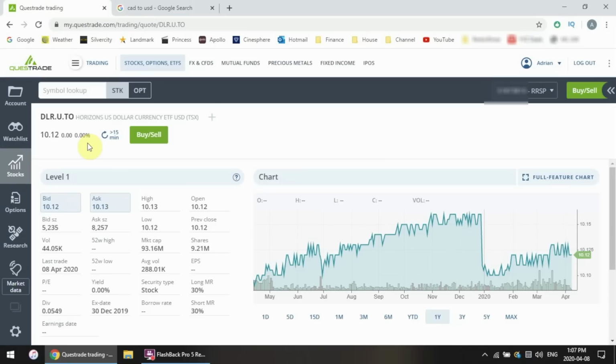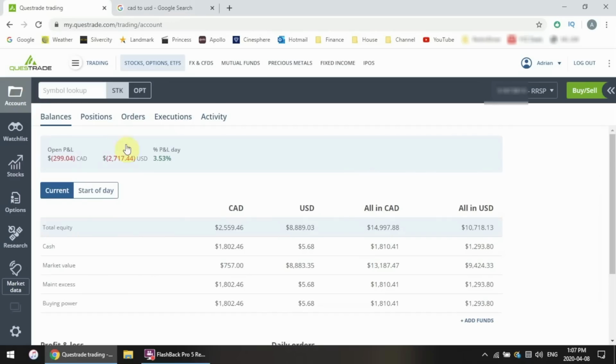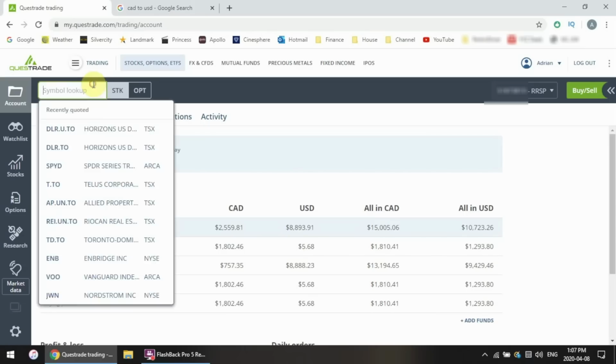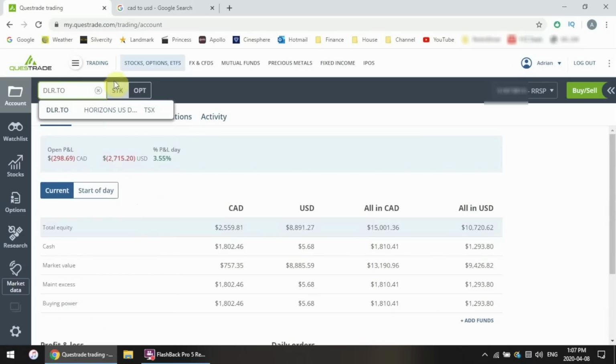Okay, so let's actually make the trade. First, let's confirm how much Canadian cash I have. So let's click on account, and we see that I have 1,802 Canadian dollars to invest with. So let's buy some shares of DLR.TO.